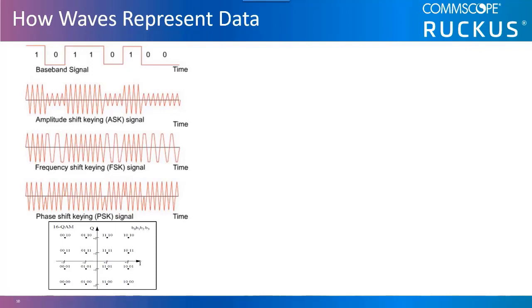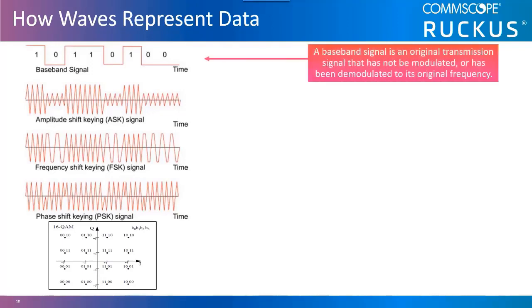Wireless and radio cards use different types of modulation methods to represent data bits as they are delivered via an RF signal based upon the technology in use. A baseband signal is an original transmission signal that has not been modulated or has been demodulated to its original frequency.